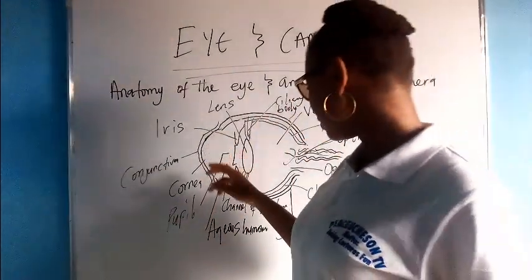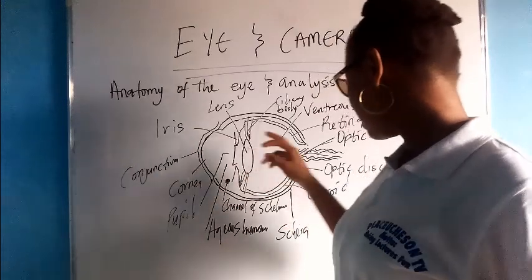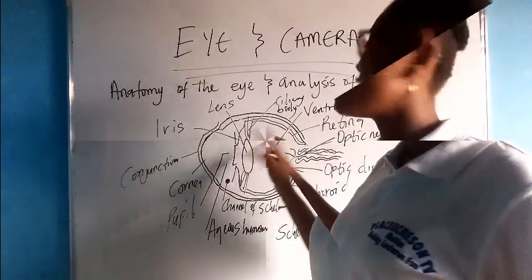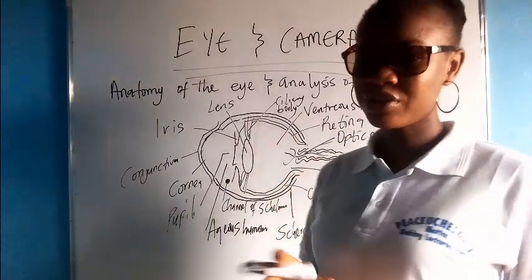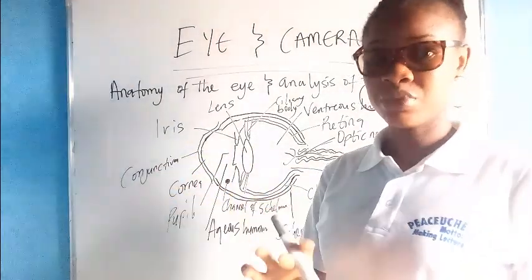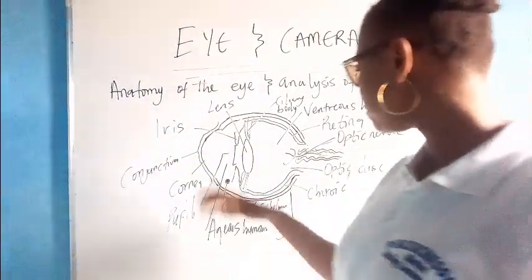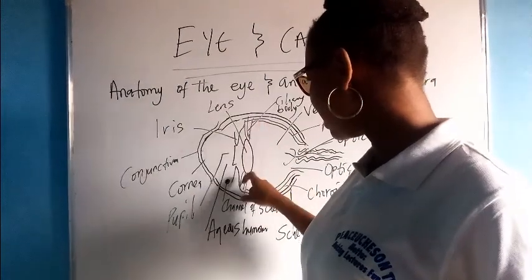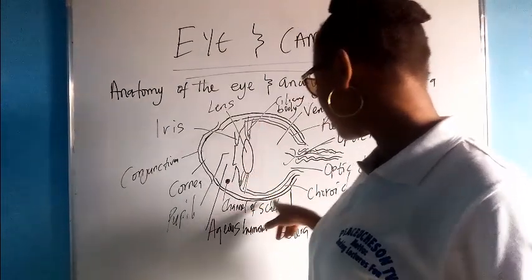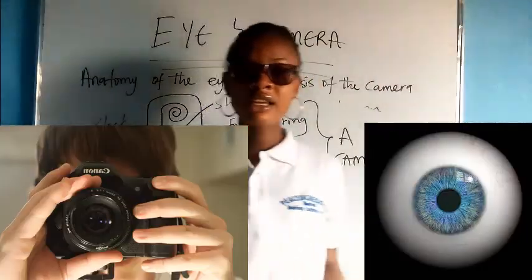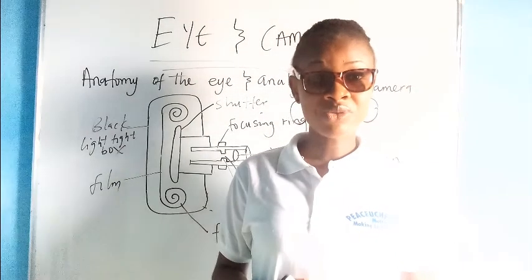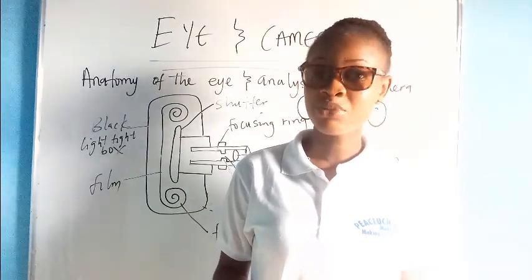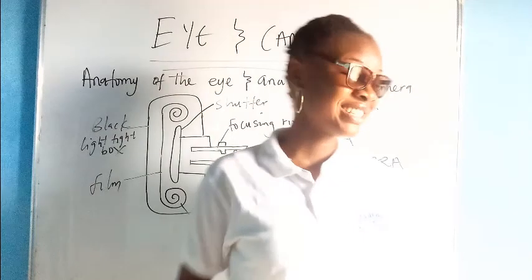Okay, so I talked of the aqueous humor and the vitreous humor, which I said has to do with ocular pressure. They maintain the shape of the eye, and the pressure of the eye is about 10 to 20 millimeters of mercury. You shouldn't exceed that. Okay, so the aqueous humor is secreted by the ciliary body and drains into the canal of Schlemm. Okay, let's see the difference between the camera and the human eye, although there is no way I can compare what God Almighty has done with what man made.